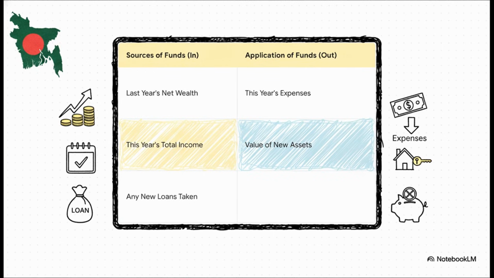On the other side of the scale, you put where all that money went out. That's your personal expenses for the year, plus the value of any new stuff you bought, like a car or some land. That's your application of funds. And guess what? The two sides have to balance perfectly.